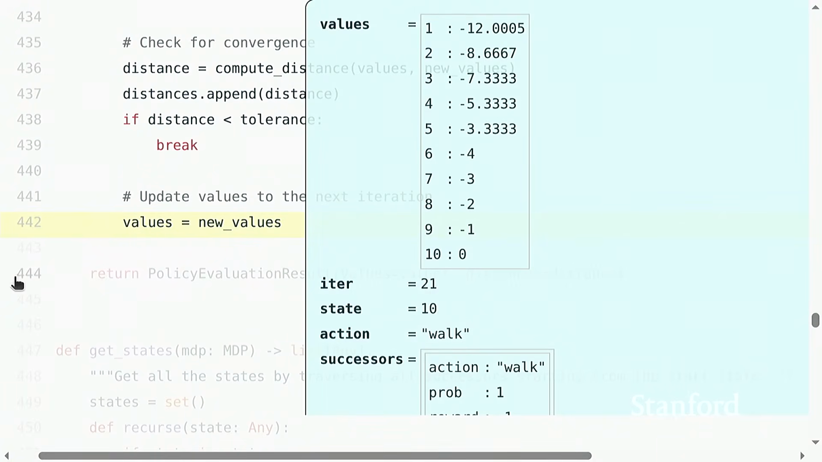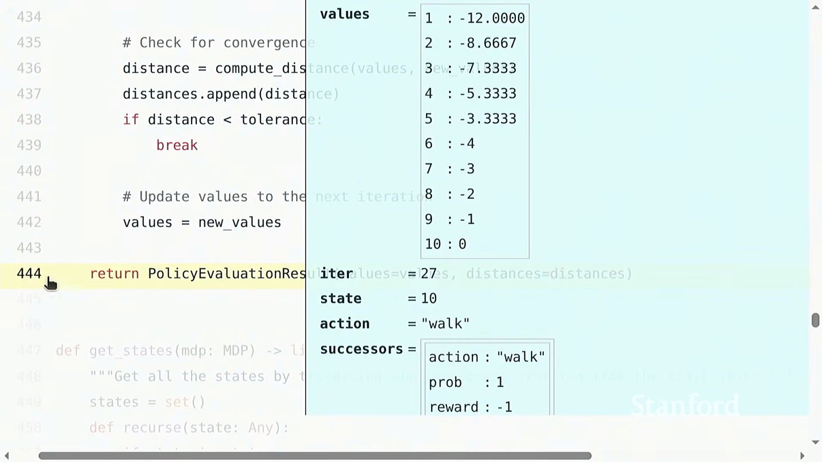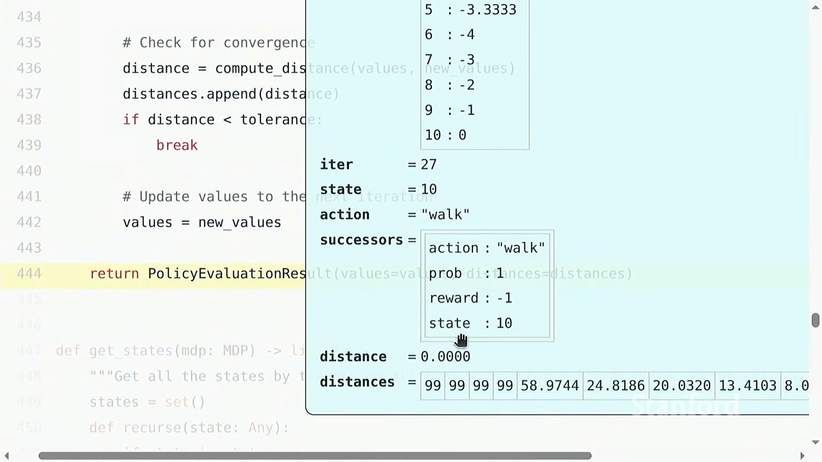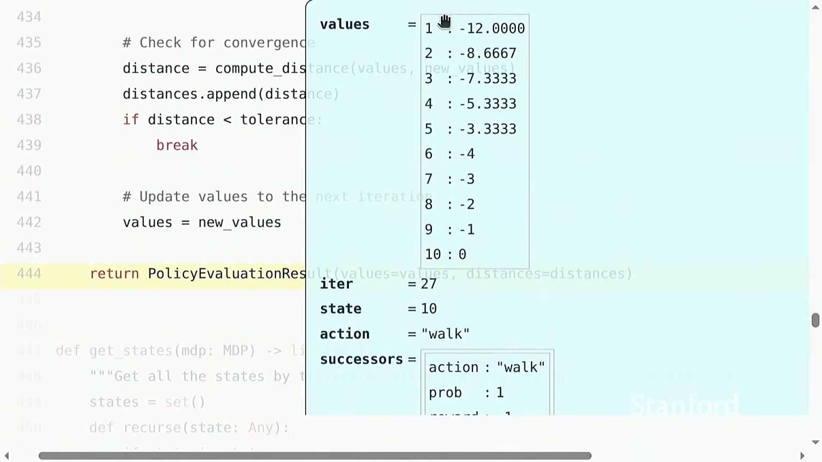And then at some point, I just exit out. After 27 iterations, the distance has fallen below the 10 to the minus 5 tolerance. Okay? And so the value of this policy is minus 12, which means that it costs 12 to go from the start to the end on average.